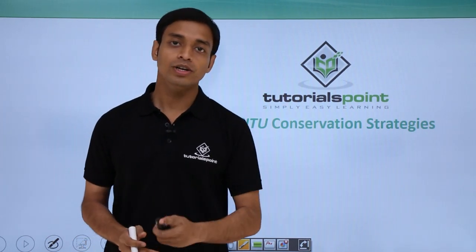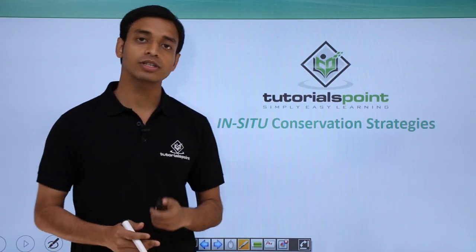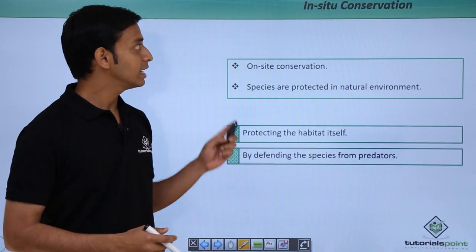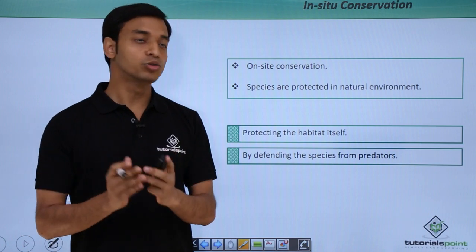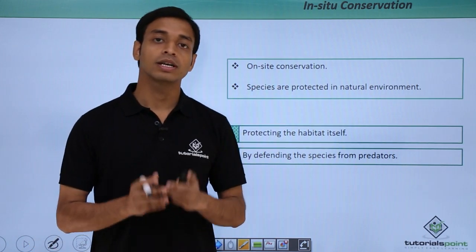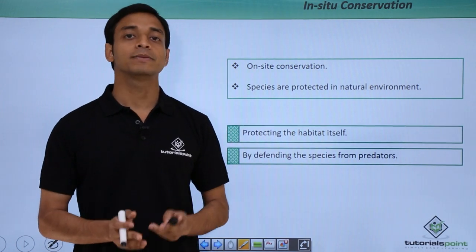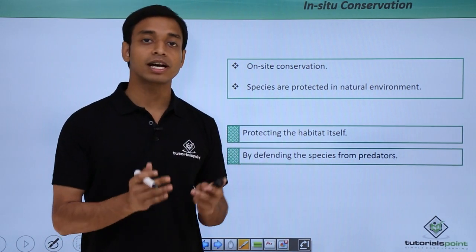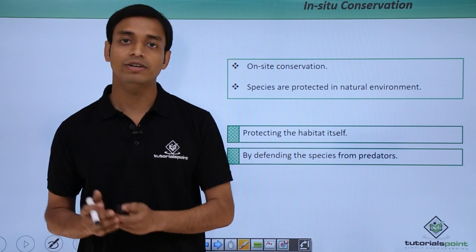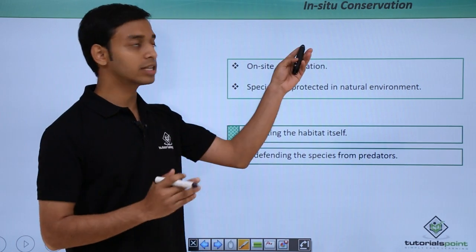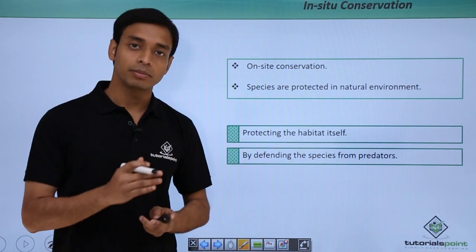In this video, we are going to talk about in-situ conservation strategies. So what is in-situ conservation? In-situ means on-site conservation. Conservation which is performed at the natural environment. That is, species like plants and animals are not taken out from the natural environment and hence the conservation is performed in this type of method.